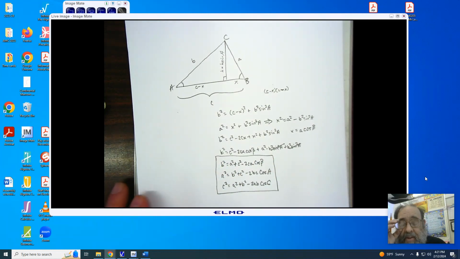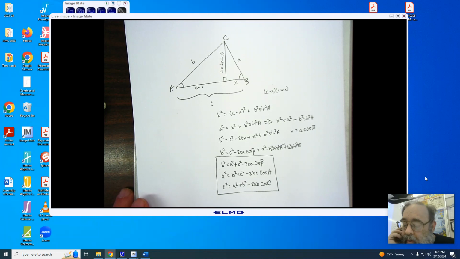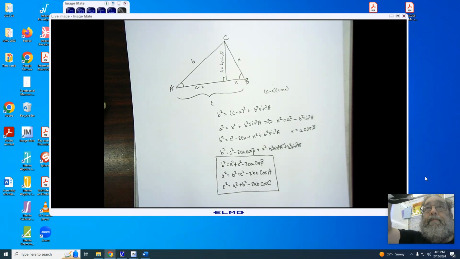What we're going to do is next take a problem, and with that problem, we're going to use the law of cosine to see how it works. We're going to go through an entire problem. Hang on just one moment.